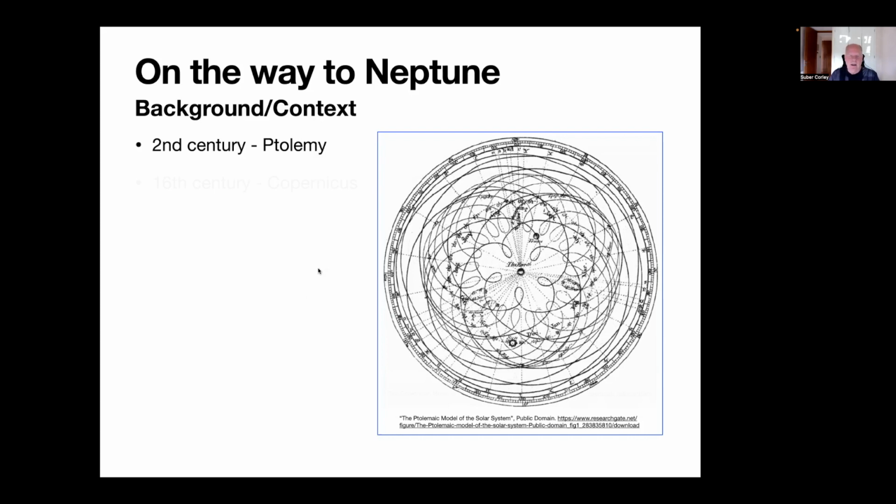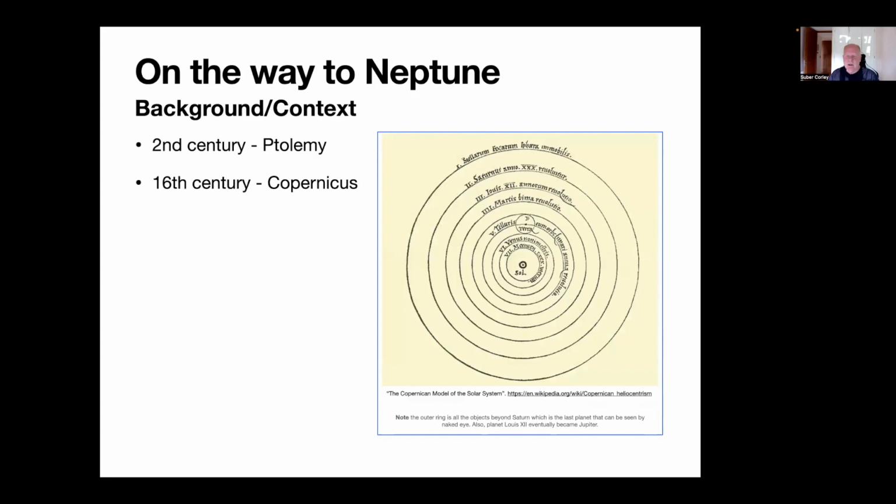So things got complicated. In the 16th century, Copernicus comes along and he simplifies that by correctly positioning the sun at the center of the solar system. Things are then much simpler, almost circular orbits around the sun. You'll notice here that we go out through Saturn because Saturn is the last one that can be seen by the naked eye. And then this last ring is everything else out there in the universe.